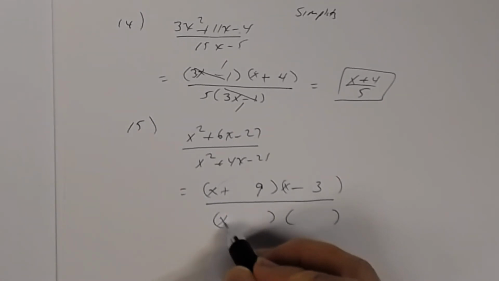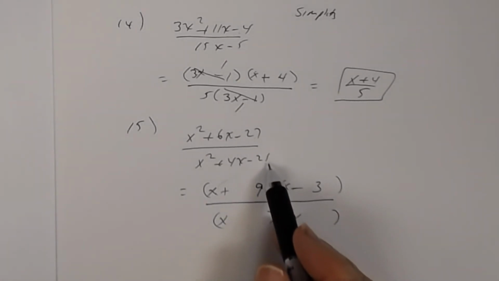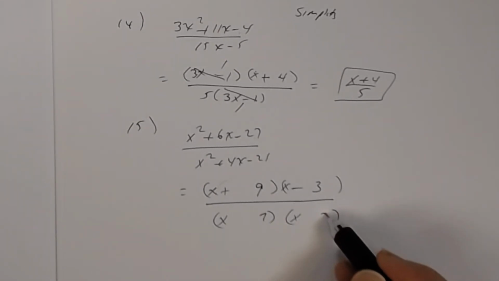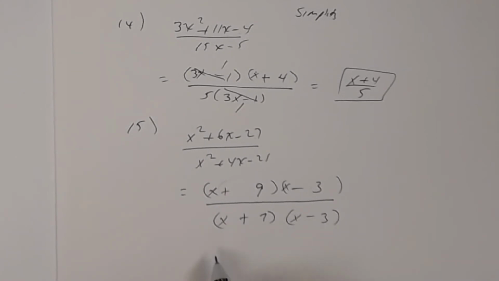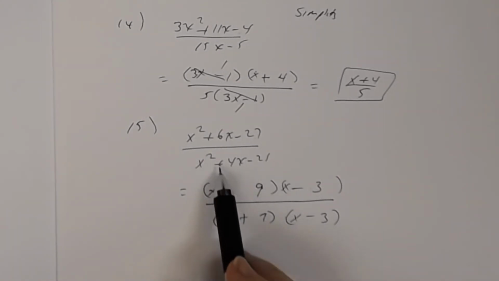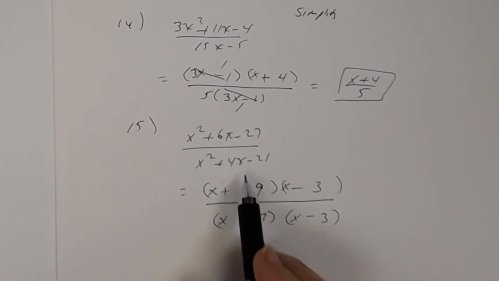The denominator, so let's see, that's going to be 7 and 3. And it looks like the 7 is going to be positive, the 3 is going to be negative. And again, always check. x times x, x squared. A positive 7 times a negative 3 is a negative 21. The outer is a negative 3x. The inner is a positive 7x. When you add them up, you get 4x.